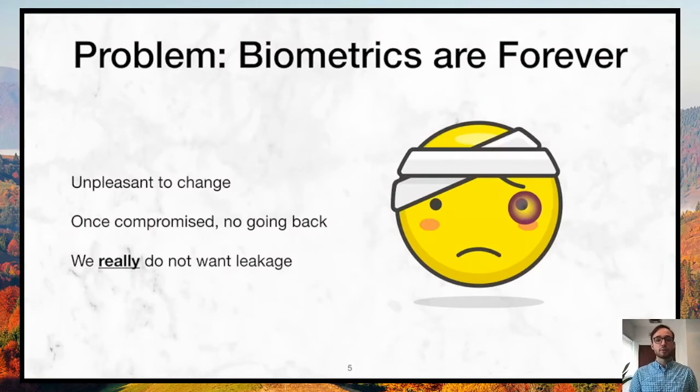Another issue with using biometrics is that they don't change. This is good for authentication, but bad for security. If someone were to leak an image of your iris or your fingerprint, there's no way to get another. This means that we really want to ensure that systems that handle biometric data have no leakage.